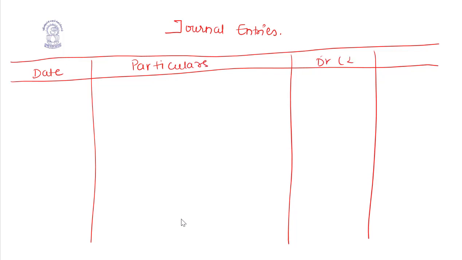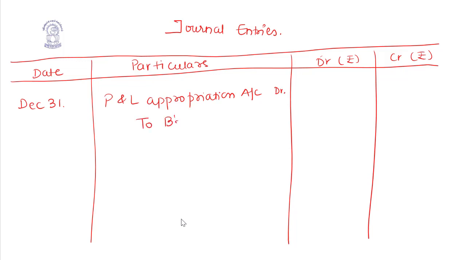Date, particulars, debit amount, credit amount. Year end 31st December, profit and loss appropriation account, debit to B's capital account, $6,000 for salary.